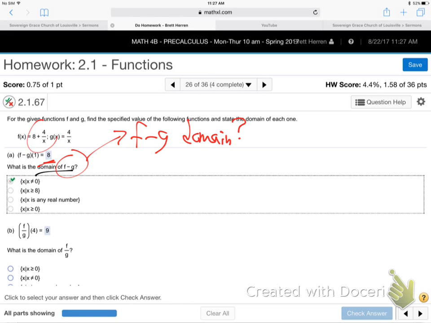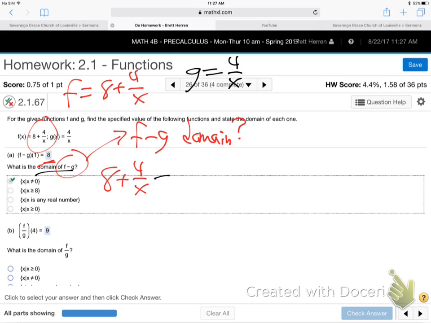Well, right here, F again, remember, is 8 plus 4 over x, and G is just 4 over x. So F minus G is 8 plus 4 over x minus the G, which is 4 over x. So that's F minus G, and of course, you all know exactly what happens as those drop out, and it's just 8.